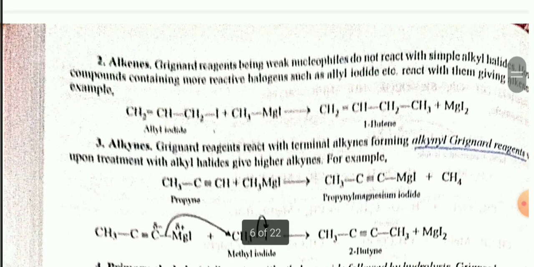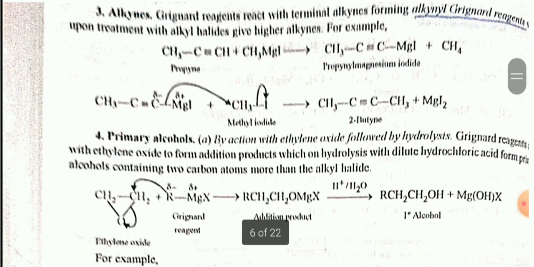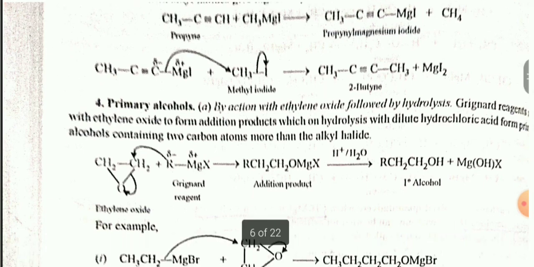Second, alkenes. Grignard reagent being a weak nucleophile does not react with simple alkyl halides. However, compounds containing more reactive halogens such as allyl iodide, etc. react with them, giving alkenes. Third, alkynes. Grignard reagent reacts with terminal alkynes forming alkynyl Grignard reagent, which upon treatment with alkyl halide gives higher alkynes.